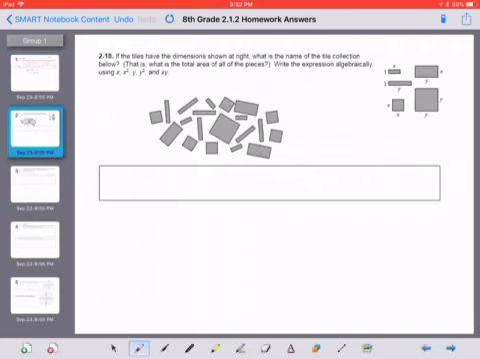For the next problem, it says if tiles had dimensions shown at right, what's the name of the tile collection below? That is, what's the total area of all the pieces? So in doing this, I kind of like to mark them as I go. So I'm going to start with all the x squareds. So I have 1, 2, 3, 4, 5, 6x squared. So that's what I'm going to start with, 6x squared. Plus, then I'm going to look at my x's. I have 1, 2, 3, 4 x's.